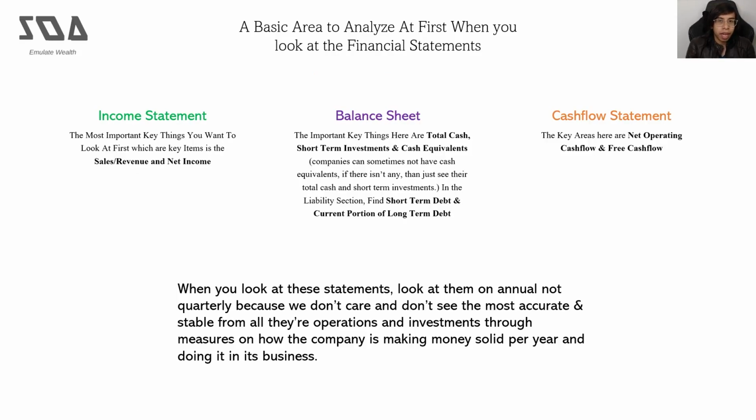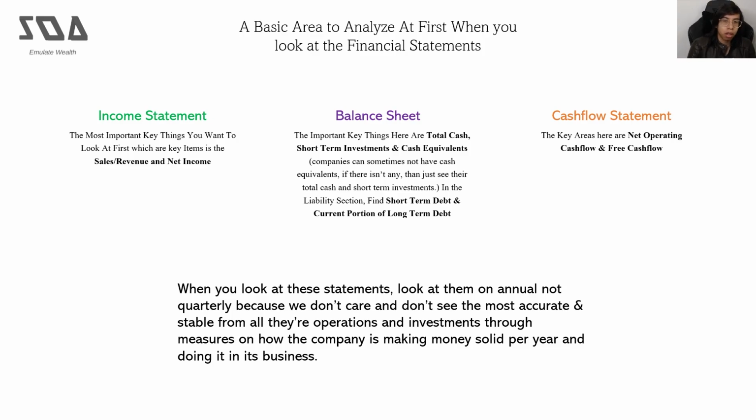A basic area to analyze at first when you look at the financial statements goes like this. When you look at the income statement, the most important things to look at are the sales, revenue, and net income. For the balance sheet, the key area is total cash, short-term investments, and cash equivalents. Now, companies sometimes don't have cash equivalents. When there are none, you just want to see the total cash and short-term investments they have, or at least the cash. It's very rare that they don't have investments, but they usually do.